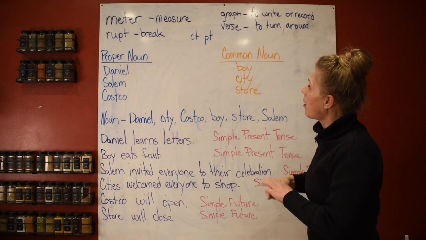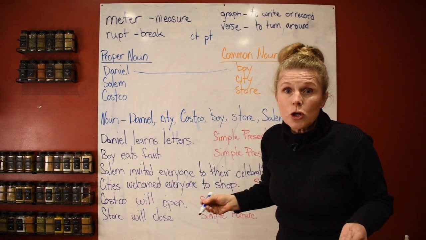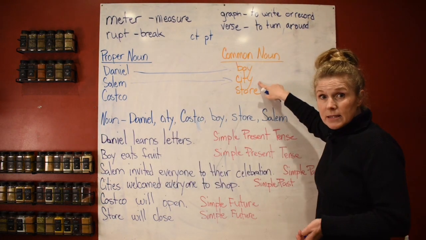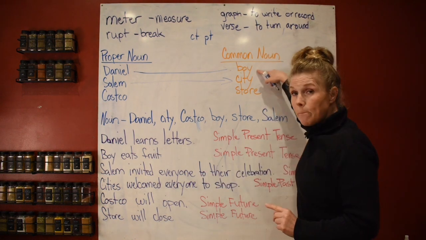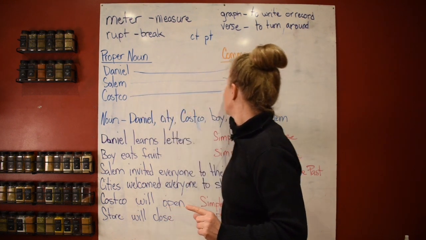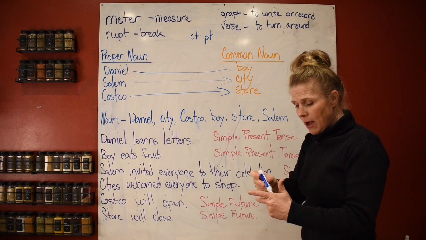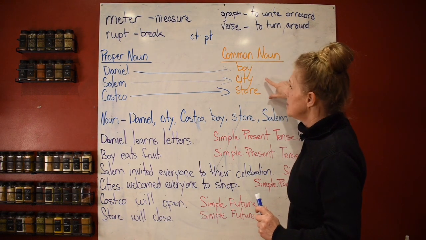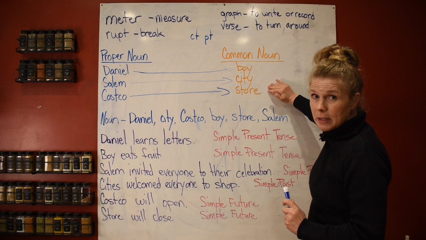Now common nouns are, see how common noun is boy. It's any boy. We don't know what particular boy it is. Salem is this city. It could be any city when you just use the word city. City, boy, city. Costco is a store. These are common nouns. They do not need to be capitalized unless they start a sentence. See how these are capitalized because they're special places or people. And these are not capitalized.